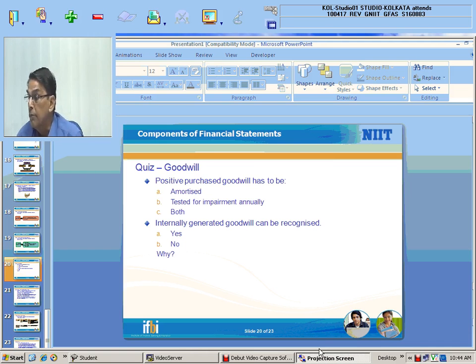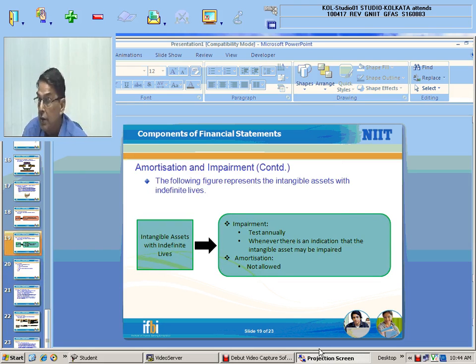The correct answer is tested for impairment annually, because goodwill has an indefinite life, so it is not amortized. Goodwill has an indefinite life. Goodwill doesn't have a finite life. So anything which has an indefinite life cannot be amortized. That's the point I am making. For intangible assets with indefinite lives, amortization is not allowed.